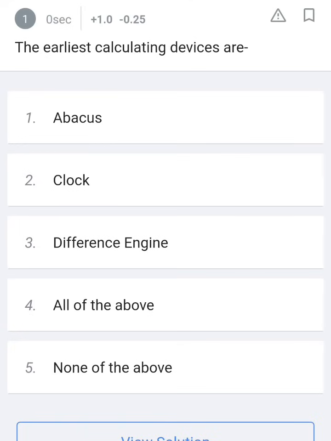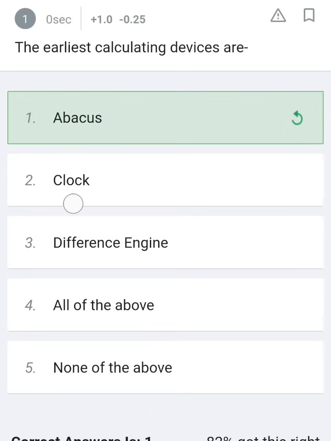And the first question is, the earliest calculating device is what? First calculating device means the first time people used a calculating device. So the answer is abacus.